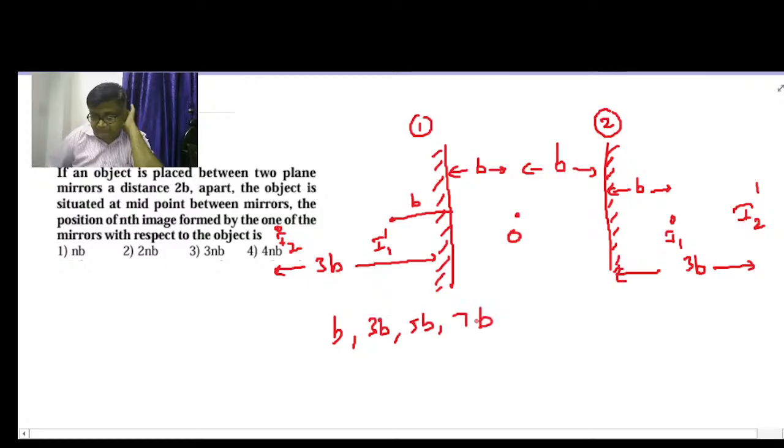Now the question is asking you the distance from the object. So you need to add one more b to this because the object is lying over here. So it will be in the format of 2b, 4b, 6b, etc. 2nb. That would be the answer for this question.